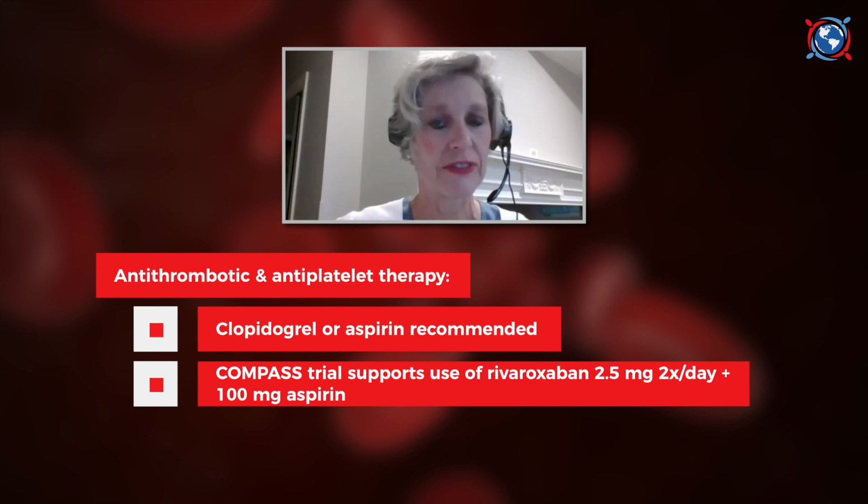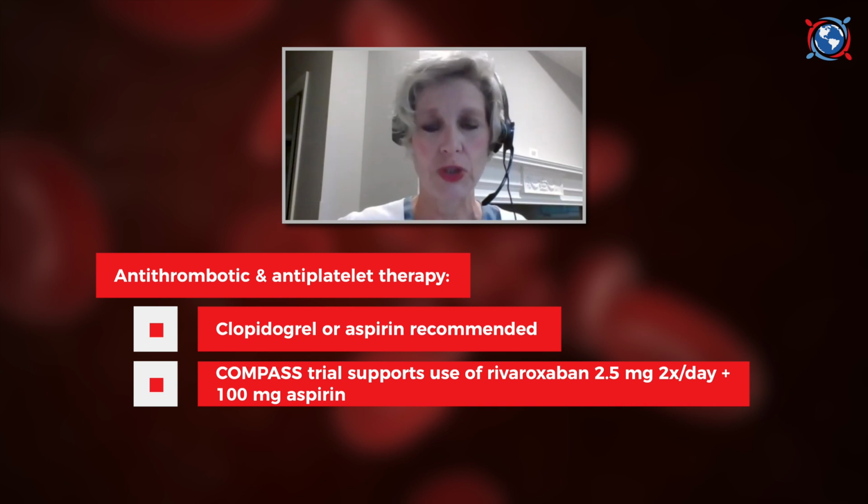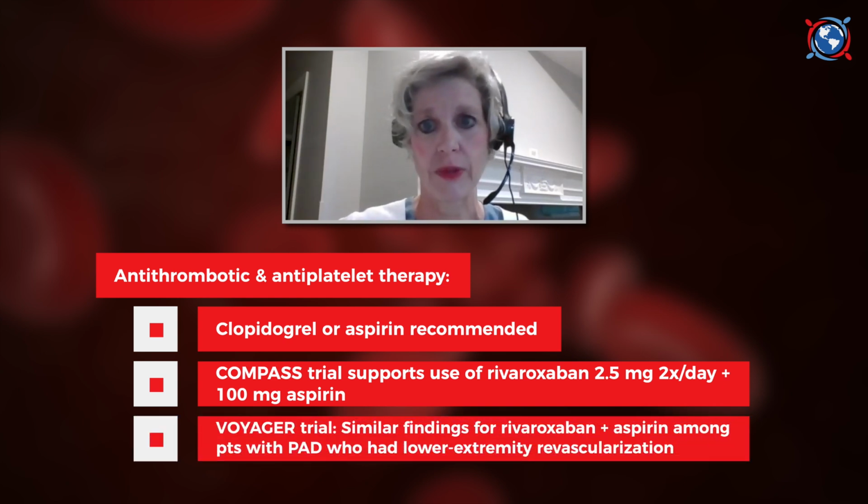In the subset of about 6,400 patients with PAD, the combination of rivaroxaban twice daily with 100 milligrams of aspirin similarly reduced rates of cardiovascular events and also reduced rates of lower extremity revascularization and rates of amputation. Similar findings were recently reported in the Voyager trial of patients with PAD who had undergone lower extremity revascularization. With regard to antihypertensive therapy, guidelines recommend angiotensin receptor blockers or an ACE inhibitor to treat hypertension to less than 130/80 in people with peripheral artery disease.